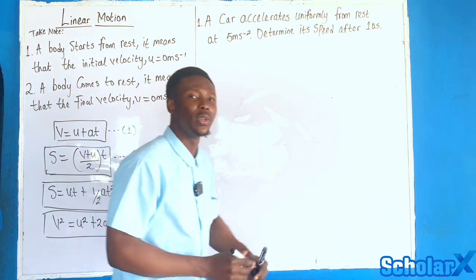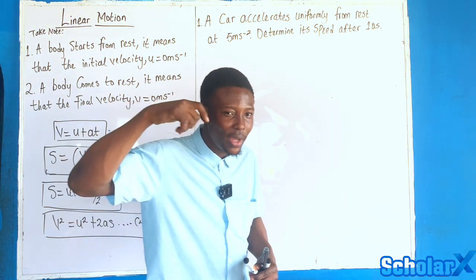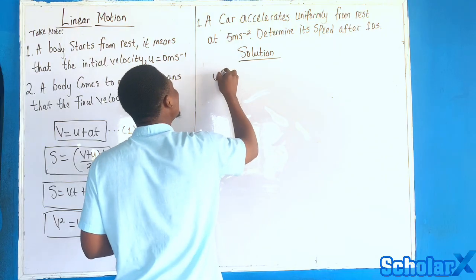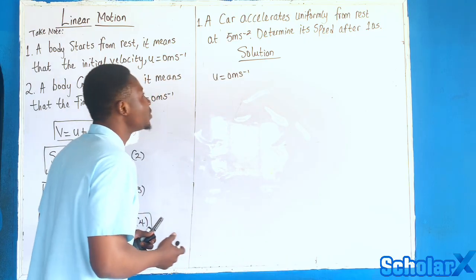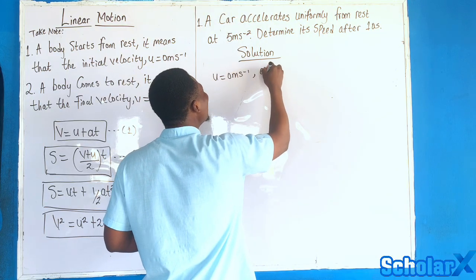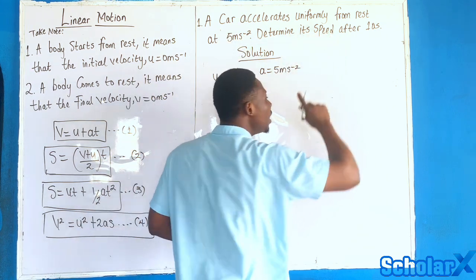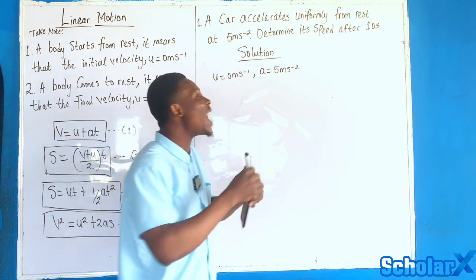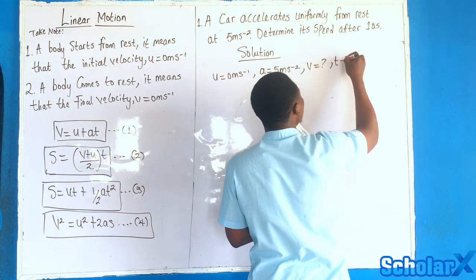Now, let's come back to the question. It says a car accelerates uniformly from rest. This is information, meaning that the initial velocity is 0. Now, that 5 meters per second squared is the acceleration, because it is measured in meter per second squared. Determine its speed. Speed, that's velocity. They are asking for its final velocity after it moves for 10 seconds.